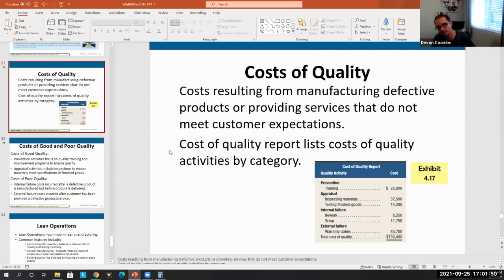This is another good example. There's this concept of cost of quality, which lists costs of quality activities by category. These are just higher level concepts, but we shouldn't just be measuring activity-based costing. We shouldn't just be measuring factory overhead. There are other things to consider.